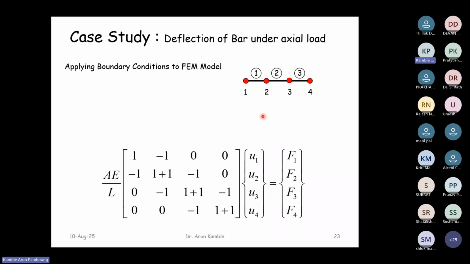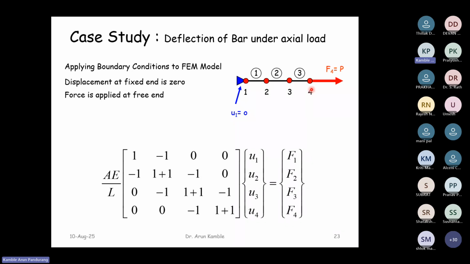So what are the boundary conditions here? At the left end, the displacement at the fixed end is 0. It means the left end is fixed, therefore the displacement is 0. So U1 is 0 here. And at the right end, or at the free end, a force is applied. That is F4 is equal to P. So write down here U1 is equal to 0 and F4 is equal to P.